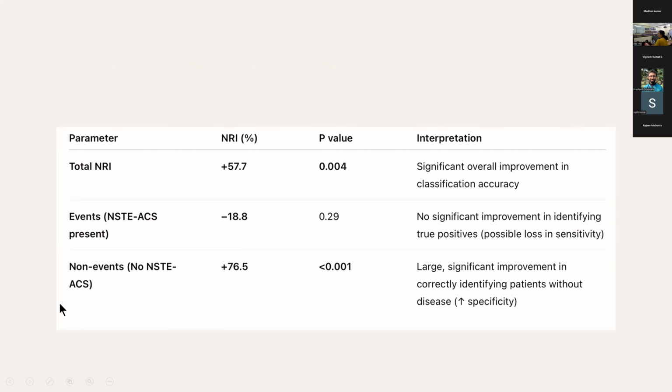So the total NRI was improved by 57%. So there was some improvement. But when they looked at events and no events, in the NSTEMI present group, it was actually quite a bad NRI. That means some patients who actually would have gone into an observed category, they downgraded them to no NSTEMI based on the regional wall motion abnormality. But in the no NSTEMI group, it had a good value. But that's different from the positive predictive value and the sensitivity. So you have to interpret all these parameters in your setting.